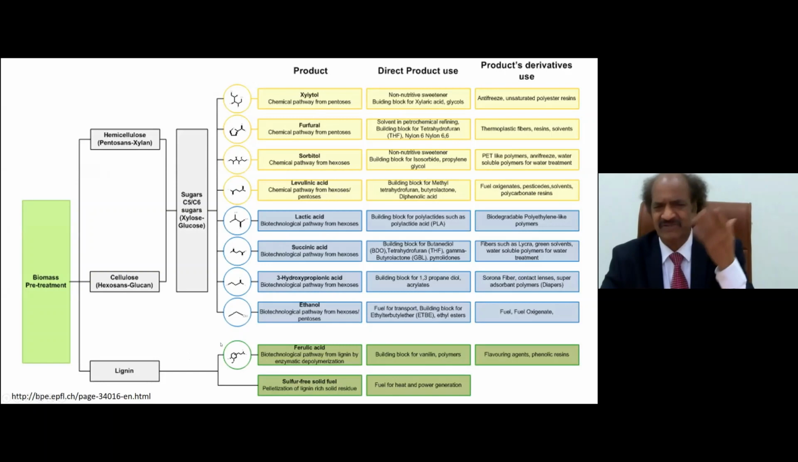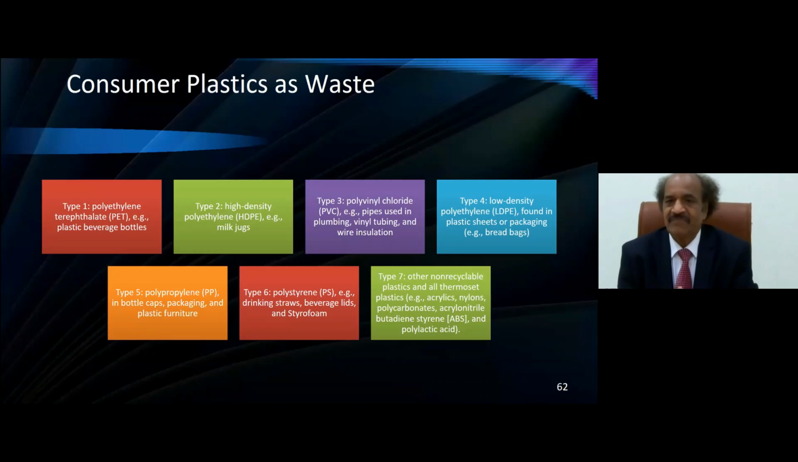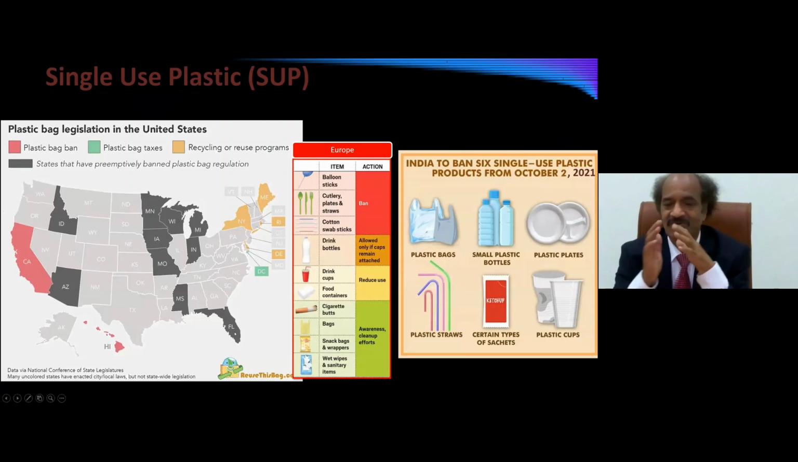Now I'm switching gears and going to something else, because the government of India has banned single-use plastic. There are 7 different types of plastic, whether it is polyethylene, polypropylene, high density, PVC, low density, polystyrene, acrylics, nylons, and so on, right? And the policy says that single-use plastic should be banned. I have a little bit of information here.